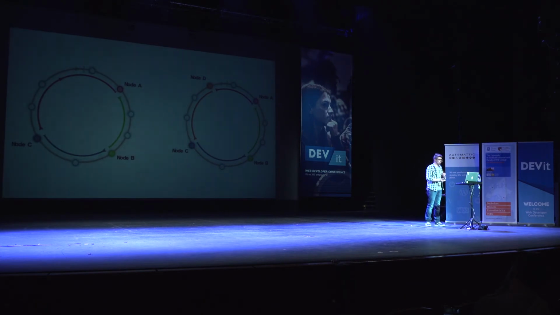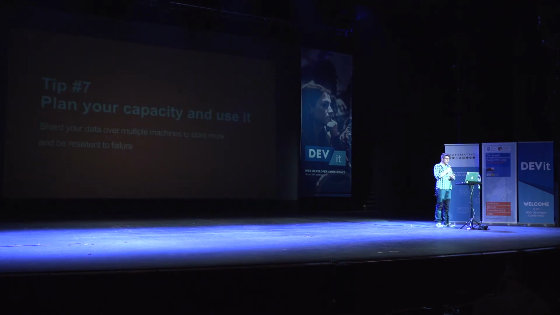What does it mean if you use Redis as a main cache? No problem. If one of the nodes fails, you only lose n% of the cache instead of 100% of the cache. This is a typical pattern that is used for Memcache as well. So plan your capacity and use it. Shard your data over multiple machines to store more and be resilient to failure.